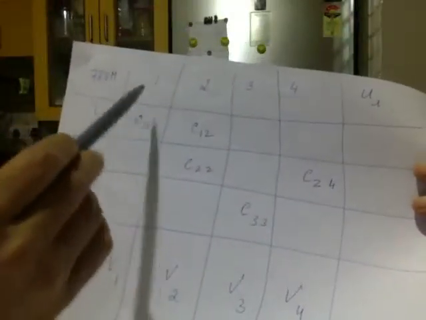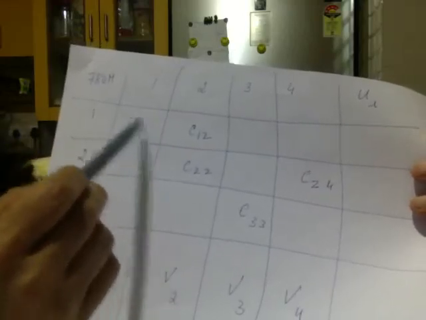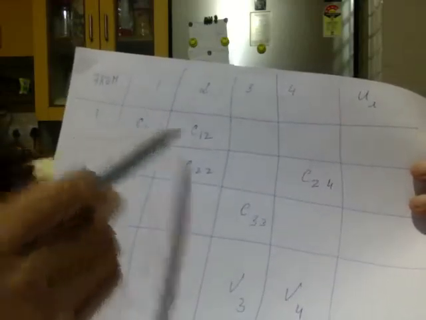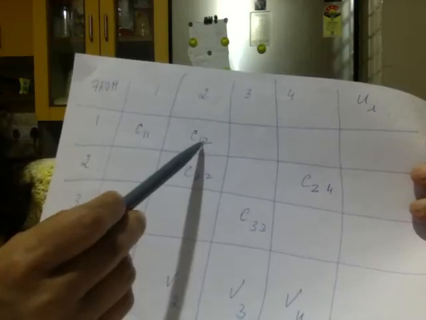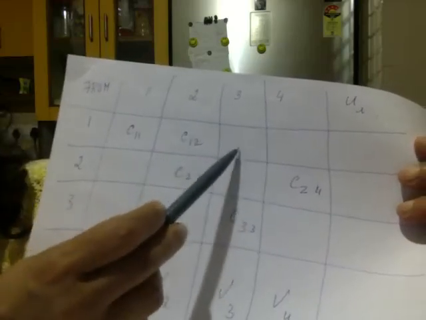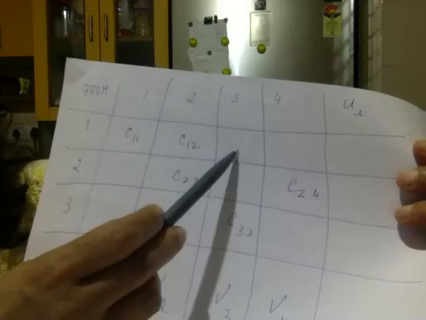You see here, 1 to 1 is C 1 1, 1 to 2 is C 1 2. Write down. Here what do I write? C 1 3. I am writing, followed by C 1 4. What is C here? C is the cost. Cost of source 1 to distributor 1, say.